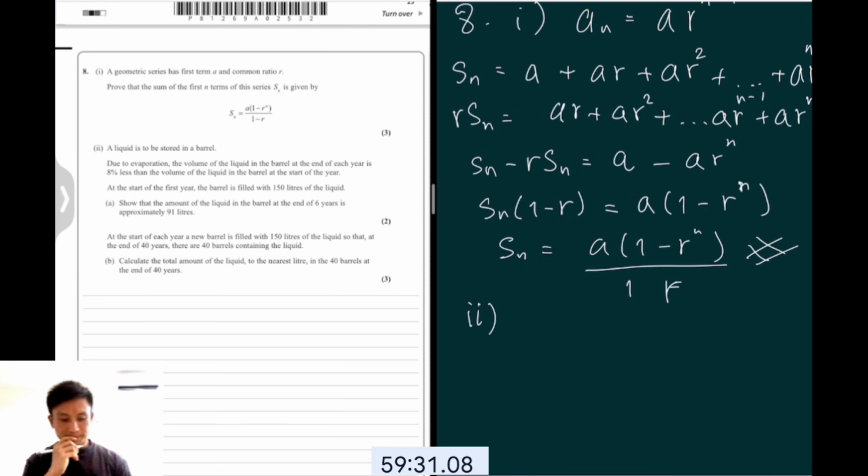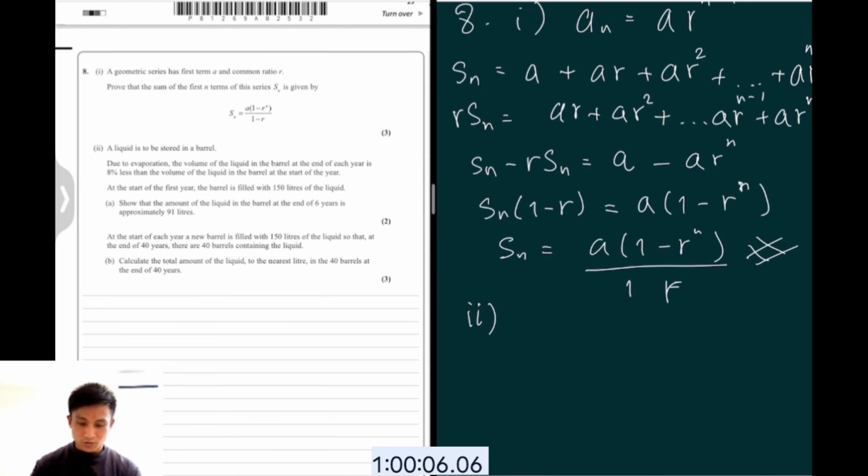That's my job. The liquid is to be stored in a barrel. Due to evaporation, the volume of the liquid in the barrel at the end of each year is 8% less than the volume at the start of the year. That sounds like geometric, right? 8% less, like depreciation, so to speak. At the start of the first year, the barrel is filled with 150 liters of liquid. Yeah? Show that the amount of the liquid in the barrel at the end of 6 years is approximately 91.